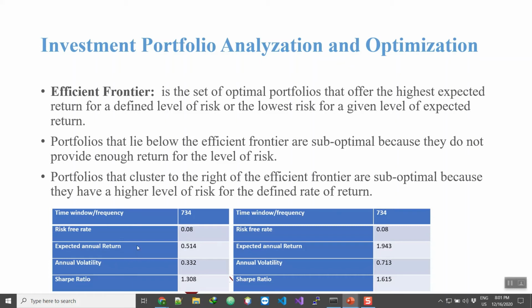As we can see, the volatility is around 0.33, which is 30%. The risk-free rate, as I said, is determined by the U.S., and this is the number of trading days in these 2 years, very close to 2 years. And this is the optimum portfolio based on the maximum Sharpe ratio.